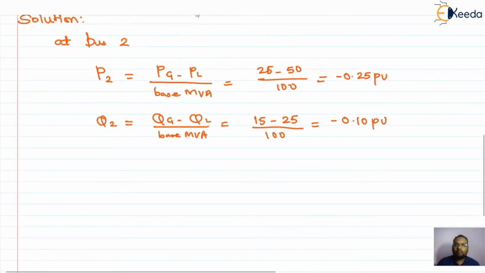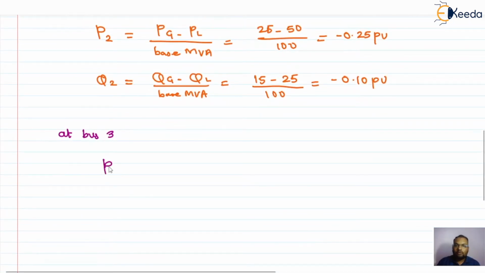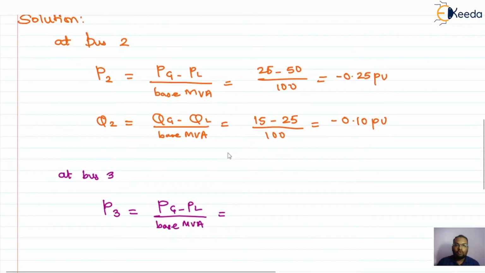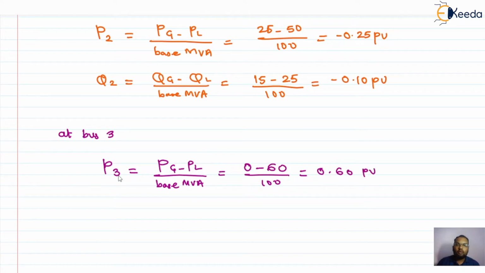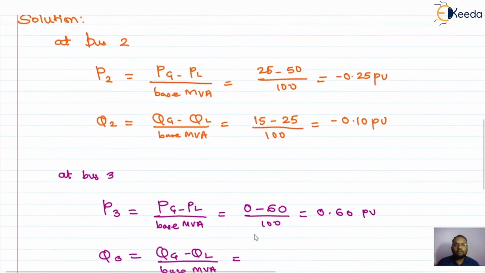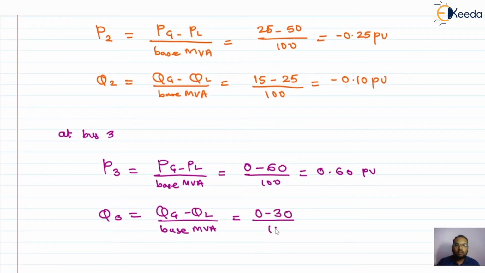Now let us do it for bus 3. P3 will be PG minus PL at bus 3, divided by the base MVA. PG is 0 here and PL is 60, so it will be 0 minus 60 divided by 100, which is minus 0.60 per unit. Next, Q3 will be QG minus QL divided by base MVA. Here QG is 0 and QL is 30, so 0 minus 30 divided by 100 gives minus 0.30 per unit.